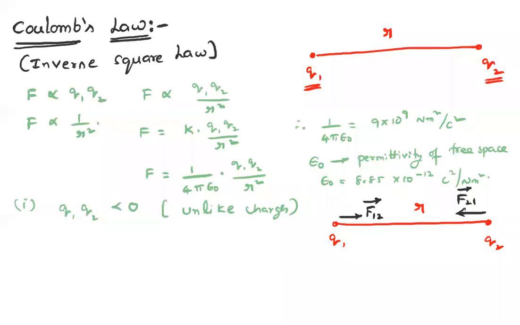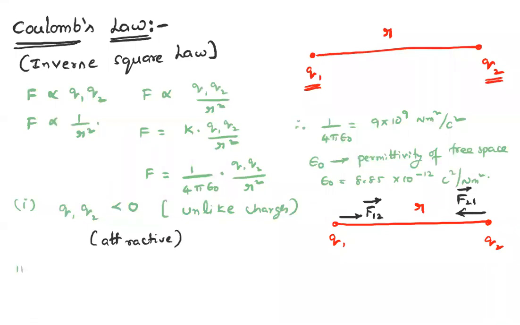F12 bar is the force acting on charge 1 due to charge 2, and F21 bar is the force acting on the second charge due to the first charge. That means it is the attractive force. That means here, force is attractive.